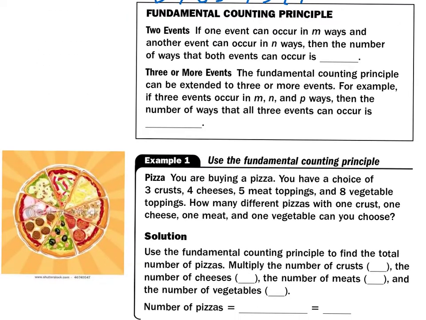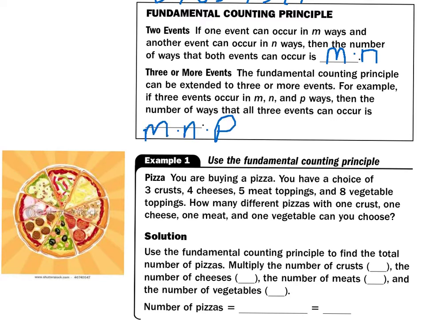When we're looking at the fundamental counting principle, if one event can occur in m ways and another event can occur in n ways, then the number of ways that these events can occur would be m times n. All right, three or more events? Well, you just keep multiplying them out. M times n times p.